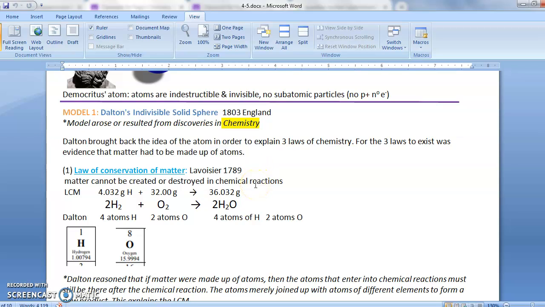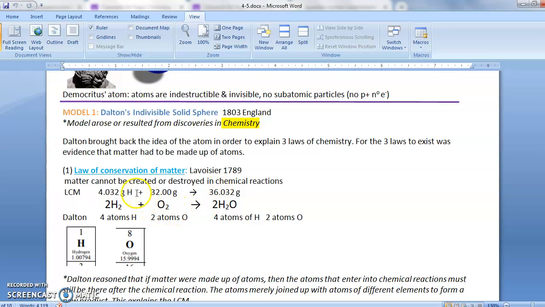One of the first laws that led to the idea that matter must be made up of atoms was the law of conservation of matter or mass, discovered by the great Lavoisier in 1789. What Lavoisier found out is that during a chemical reaction, mass and/or matter, same idea, cannot be created or destroyed. In other words, whatever mass goes into the reaction must come out of the reaction.